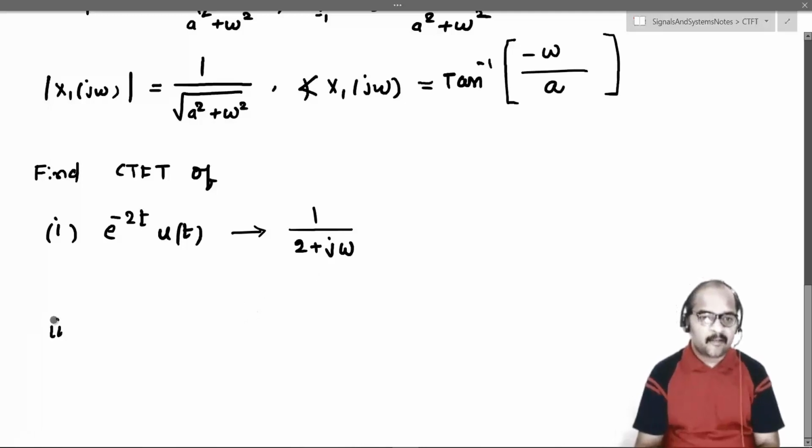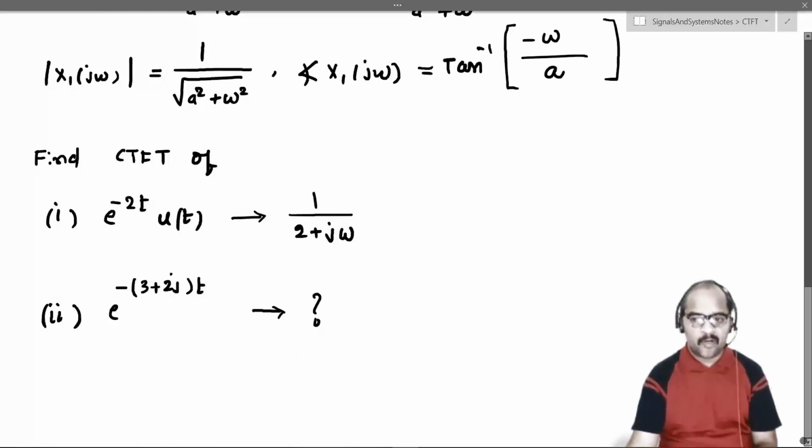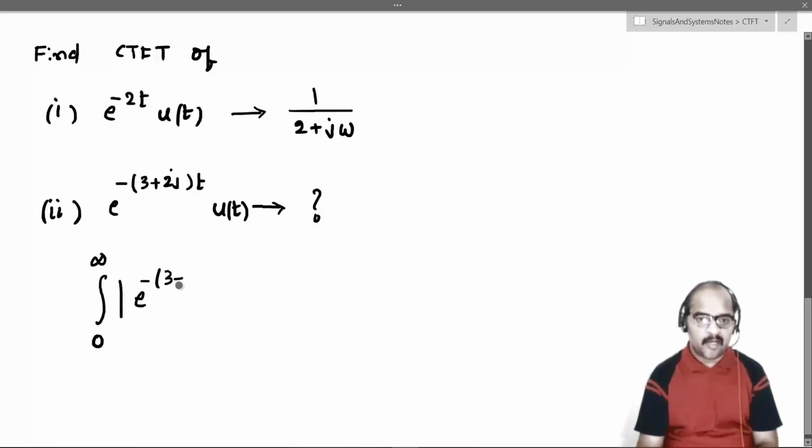Next, let us take the second example, which is e power minus of 3 plus 2j into t. So what about this function here? Will it have a Fourier transform? That is the question. For this signal to have a Fourier transform, what is the condition? It should be absolutely integrable. So let us try to find out. I will take u of t, I forgot that. So it is e power minus of 3 plus 2j multiplied with t u of t. We have to find out whether it is absolutely integrable or not, so we have to take the modulus of this function. Because of u of t, the integral limits will be from 0 to infinity, modulus of e power minus of 3 plus 2j into t dt.